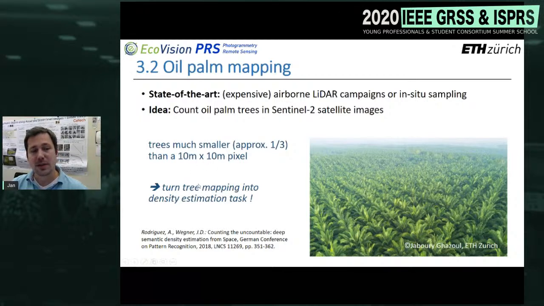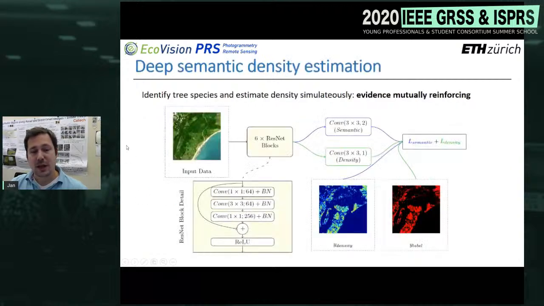So what we do is we turn tree mapping into a density estimation task. And this is what we then do. So we basically combine this identification of the tree species, so detecting or semantic segmentation of palm oil trees, and we also do it for coconut, and counting them, so really understanding how many oil palms or coconut trees are below one single Sentinel-2 pixel.